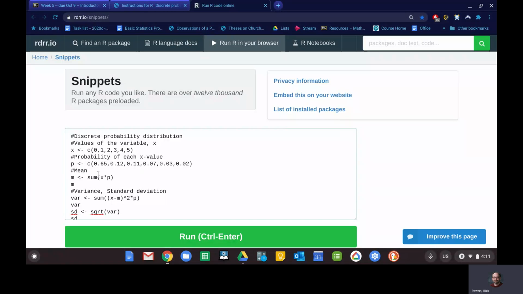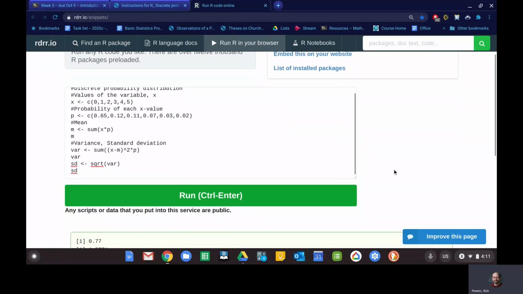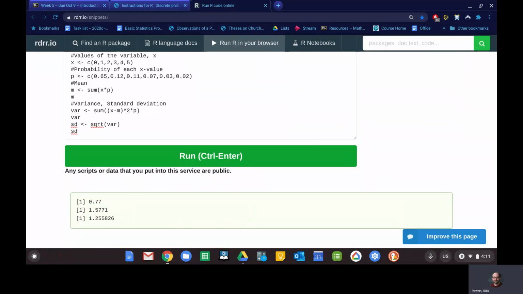Now, this is going to get us the mean, which we're just going to call M, it doesn't matter. And then we have the variance and the standard deviation. So I can either just hit this green bar, or I can hit Control-Enter, and as I scroll down, it will give me these three numbers. The first number is M, that's 0.77.